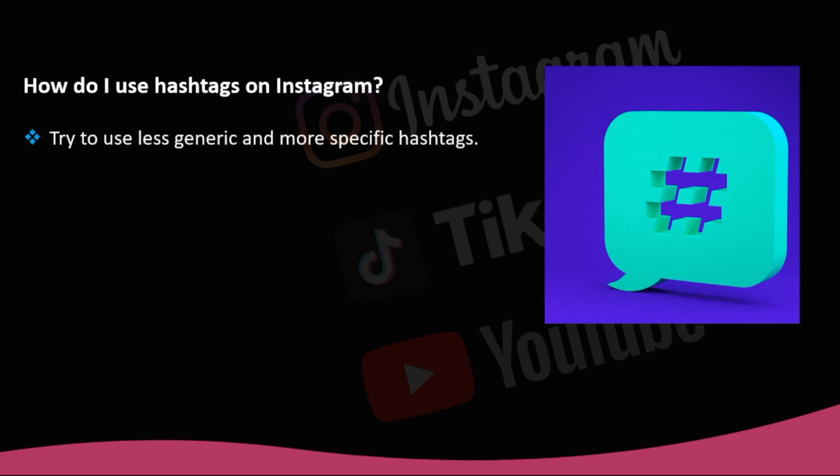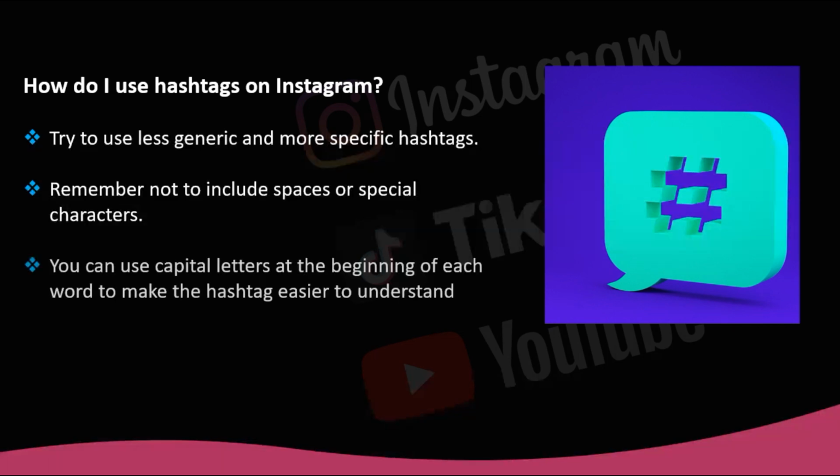Try to use less generic and more specific hashtags. You can segment your content using hashtags that are related only to you. Remember not to include spaces or special characters. Numbers are allowed. You can use capital letters at the beginning of each word to make the hashtag easier to understand. Avoid tildes and special characters.